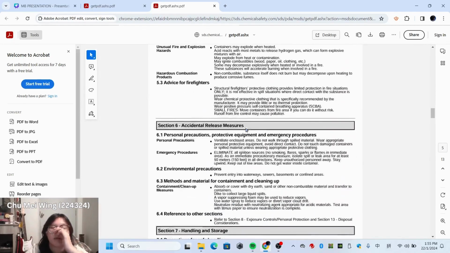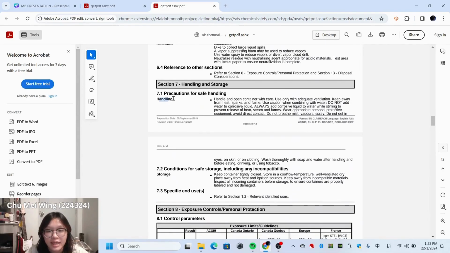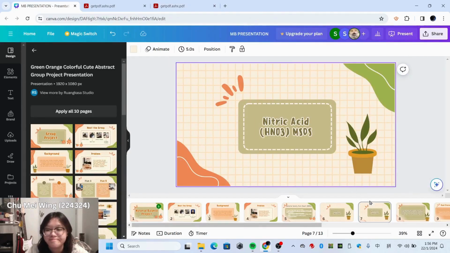Now let's take a look at the handling and storage section, which is here. For handling, handle an open container with care, and use only with adequate ventilation. For storage, we have to keep the container tightly closed, and store in a cold or low temperature, well ventilated, dry place away from heat and ignition sources.